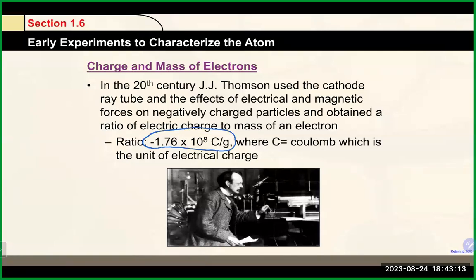So this is one really big step in terms of understanding the structure of electrons. So you do need to know Thomson. You do need to know he used CRT tubes to explore electrons. And you do need to know that the result of that was he was able to figure out the charge to mass of an electron. Any questions on that?